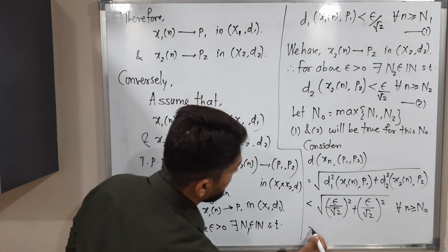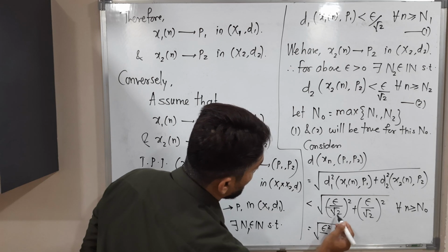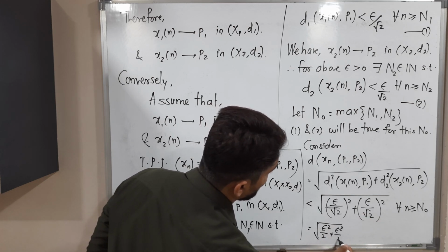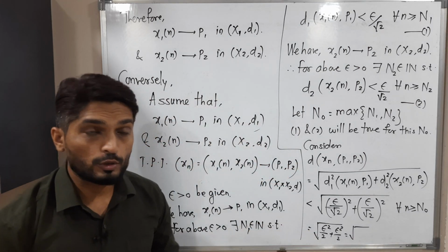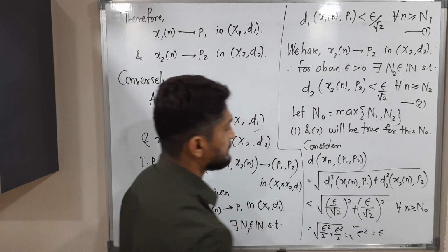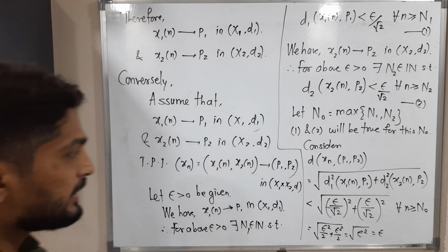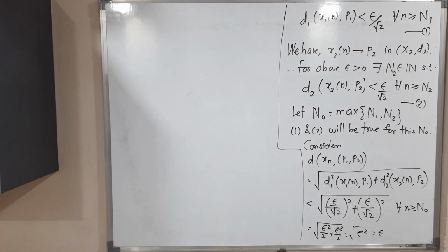So let us simplify it. Square root of, if you take square, epsilon square, square of root 2 is 2. Here also epsilon square by 2. So root of epsilon square by 2 plus epsilon square by 2, that means epsilon, square root cancels. So finally we got that epsilon. Just make a screenshot of it, then we will go further. So let me conclude here.